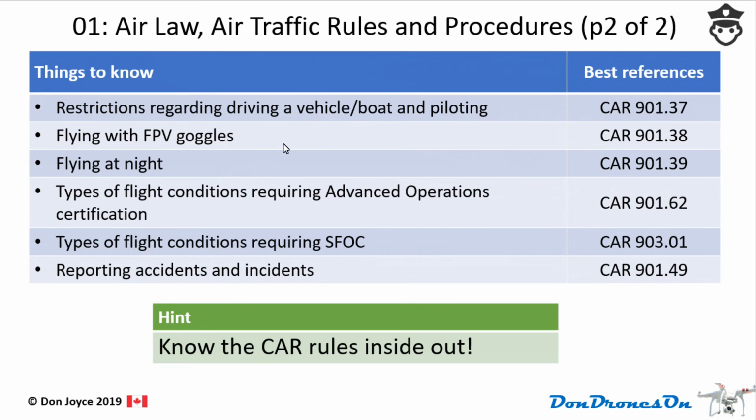And we've talked about FPV goggles and flying at night. And you need to be aware of all the flight conditions requiring advanced operations so that you don't accidentally go into that sort of zone of flying if you have only your basic operations certificate. Same thing with an SFOC. You also need to know, and it's defined in Rule 49, what kind of accidents and incidents you are expected to report to Transport Canada. Bottom line for Section 01, know the CARs rules inside out.